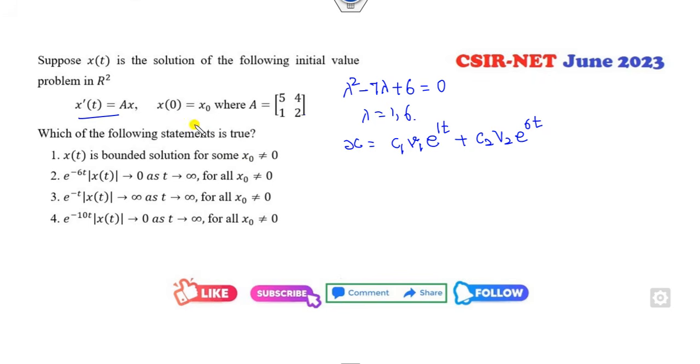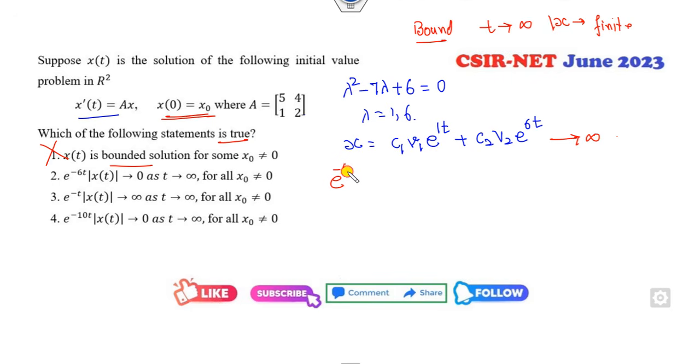What is the C1 and C2? Initial condition is not given. Which of the following statements is true? X of t is bounded. What is the meaning of bounded? That means if I put t as infinity, this x will be finite, but it goes to infinity. So the first option is cancelled out.